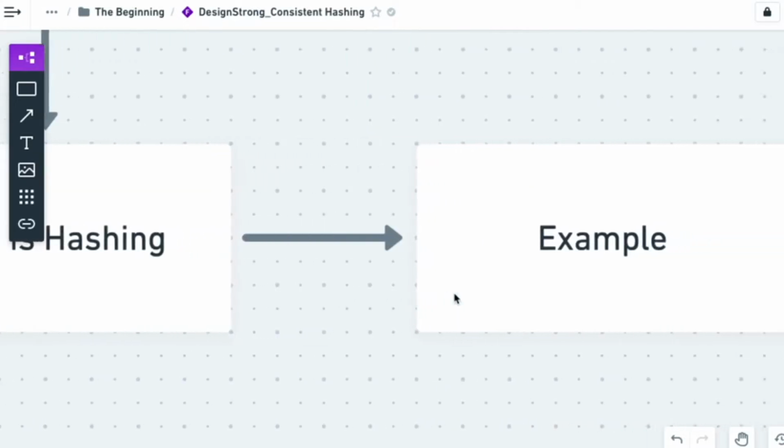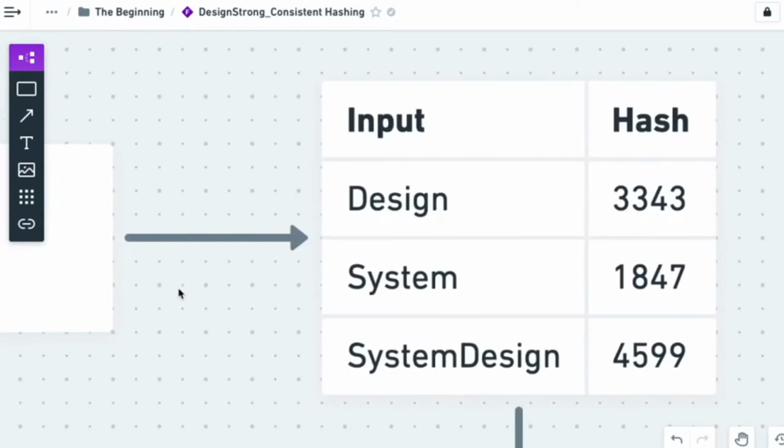Let's try to understand hashing with the help of an example. Consider I have a function which I'm calling hash. If the input was design, it does some calculations and calculates 3343 as the hash. Similarly, if the input was system, then the hash calculated is 1847. For system design, the hash calculated is 4599. So basically hash is a function which gives me an integer value for the input that I'm providing. This is just an example.